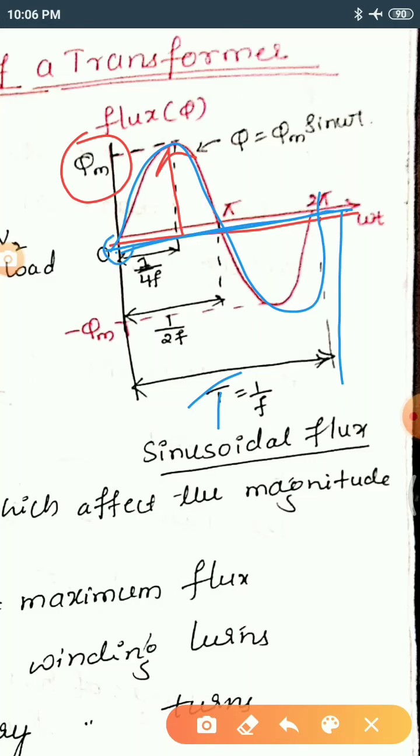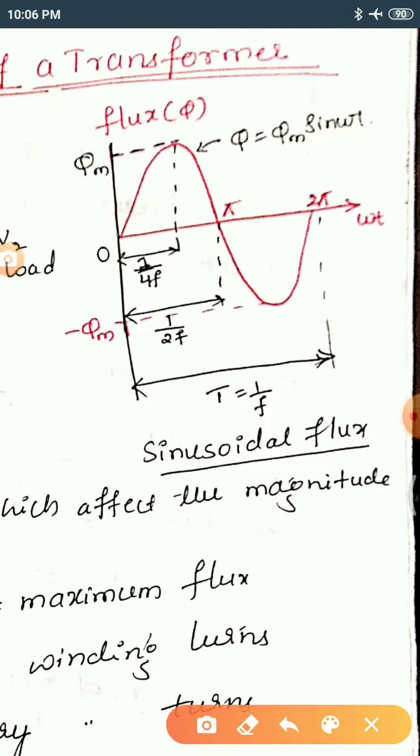Now for 0 to pi, that is the half cycle, the time is T equal to 1 by 2, and since this is 1 by f, it is 1 by 2f in terms of frequency. Suppose we consider 1/4 of the cycle. Why? Because at 1/4, the flux is reaching its maximum value. That's what we need to consider, the 1/4 period of that cycle.